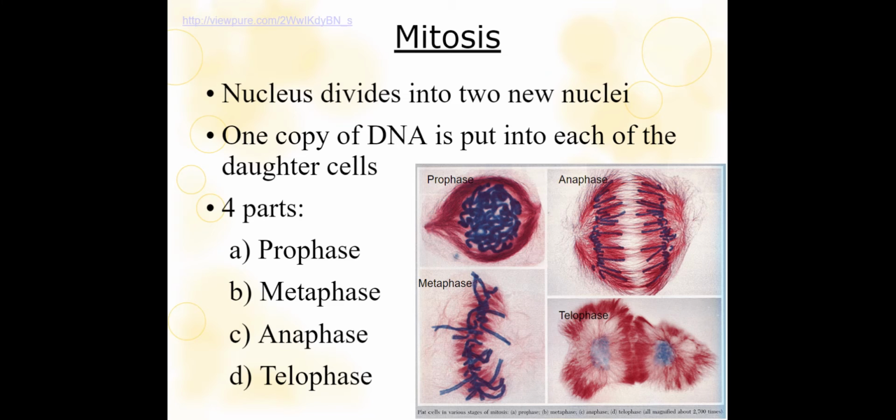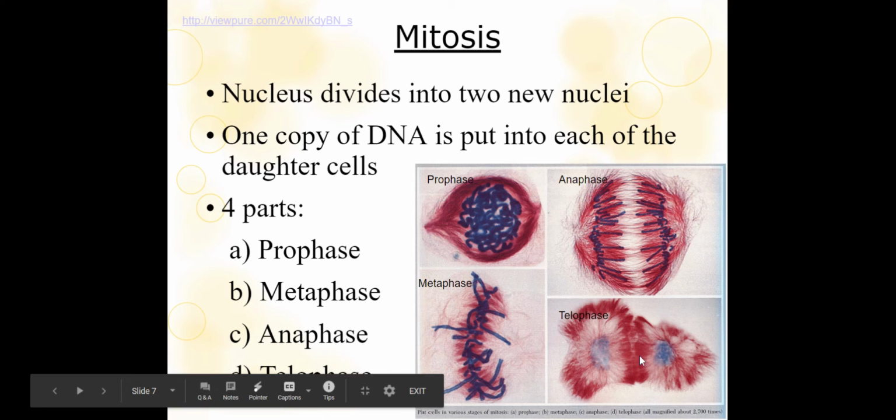There's prophase, metaphase, anaphase, and telophase. I've heard it pronounced telophase as well. So telophase, we have 2 nuclei in 1 cell. Anaphase, things are moving apart. Metaphase, they're lining up in the middle. And then prophase, we're starting to see the chromosomes starting to form.